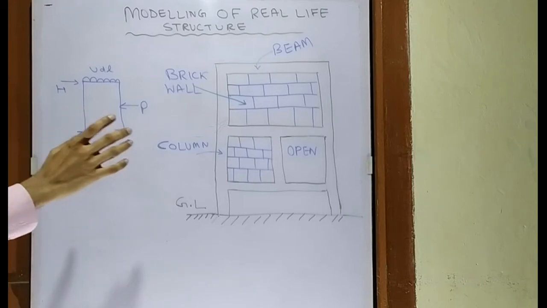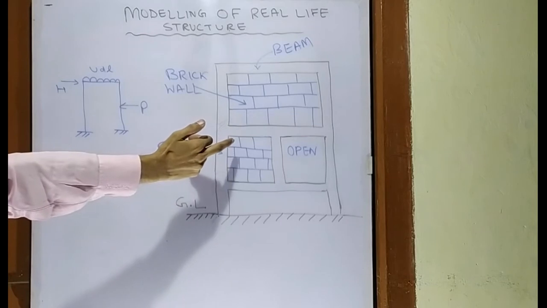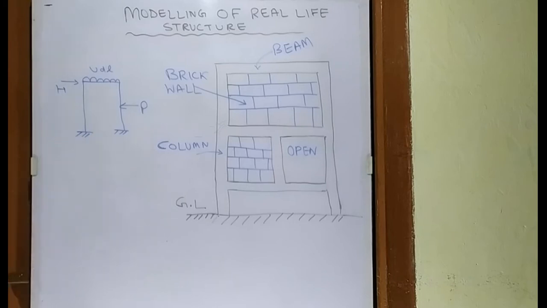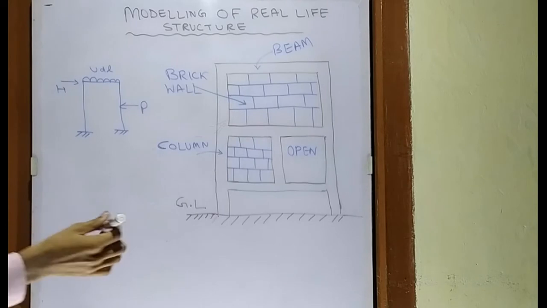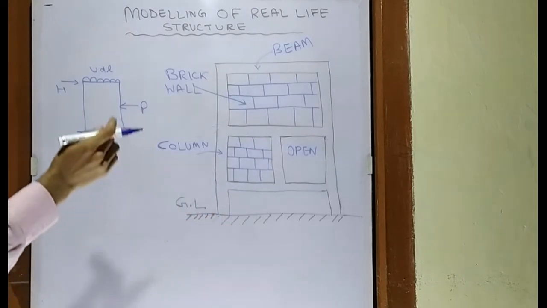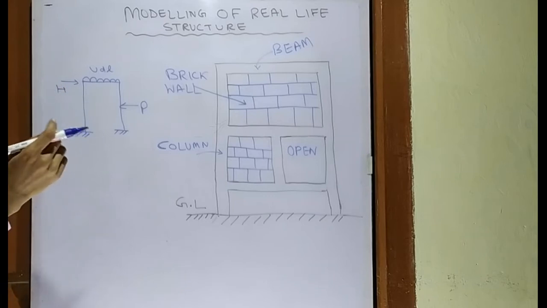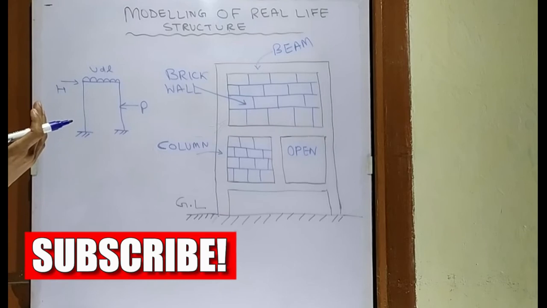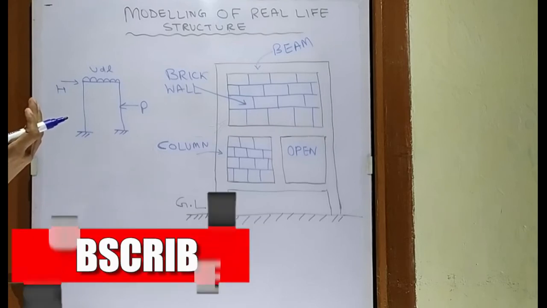In this video we will learn how we model this real life structure into the structure which we have to analyze. And why do we do this? This is a very important question. We do this because in a real life structure like the one I have drawn here, there may be many uncertainties. Some of the uncertainties can be accounted for very easily and accurately, but there will be some uncertainties in some of the properties which we cannot model very accurately.